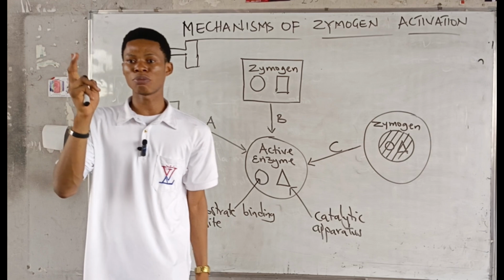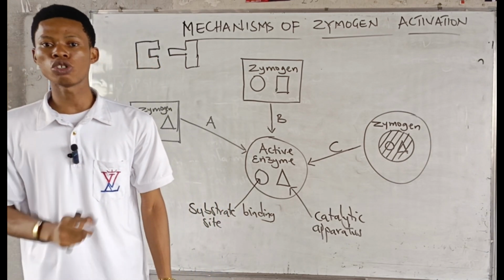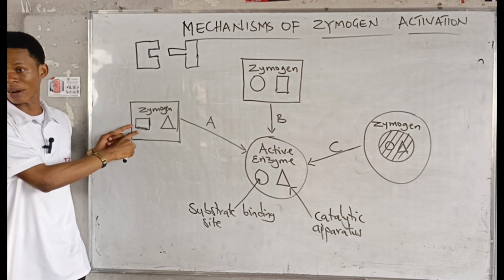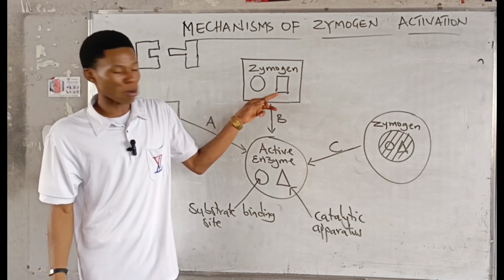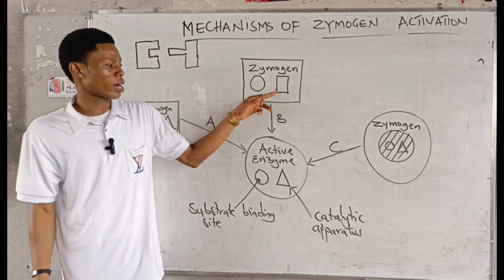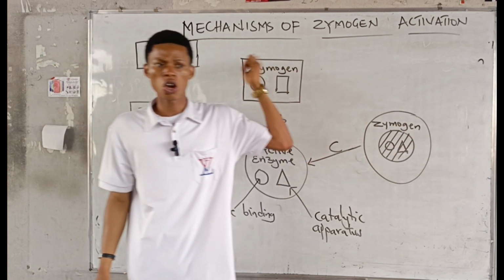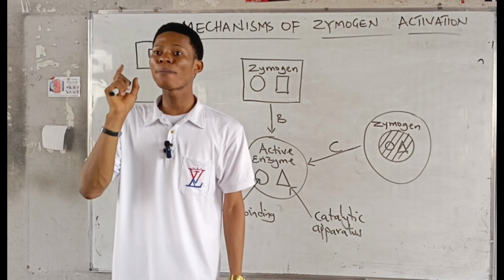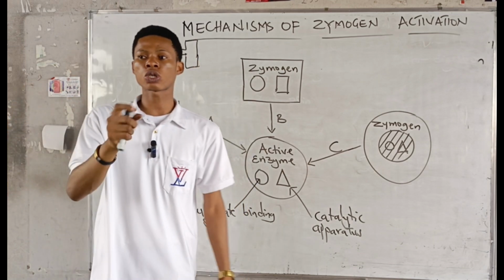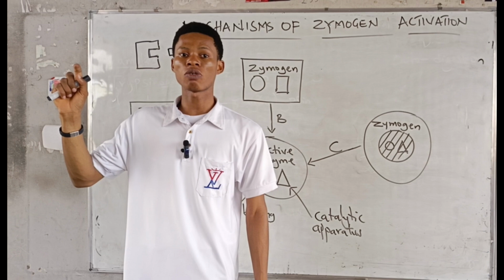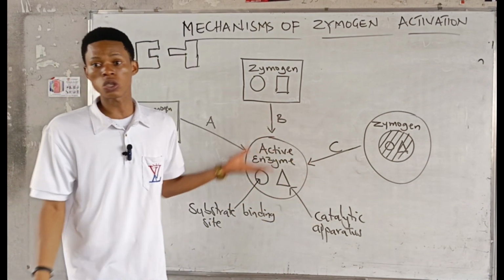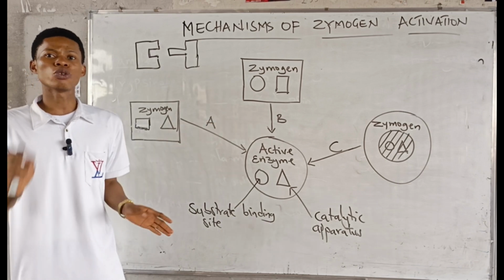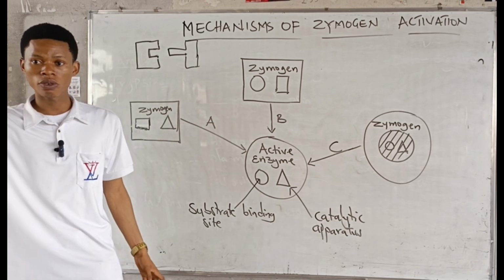So the three mechanisms of activation of zymogen: one is changing the shape of the substrate binding site, right? Two, changing the shape of the what? Catalytic apparatus. And three, removing occlusion. Do you understand? If you are asked to write on the three mechanisms of zymogen activation, because it's always coming, and you don't draw this, you've lost about half of the marks. So ensure you draw this. Then you say, from the diagram above, and you start to explain.